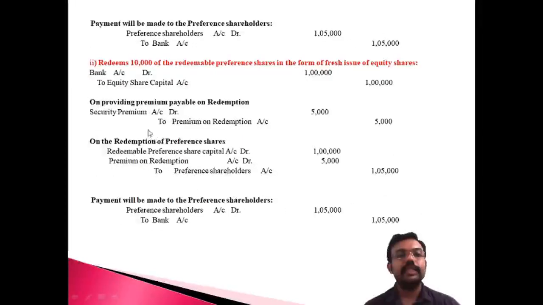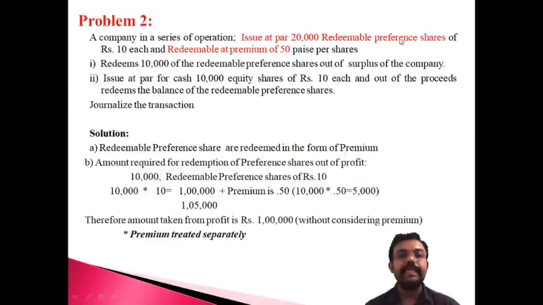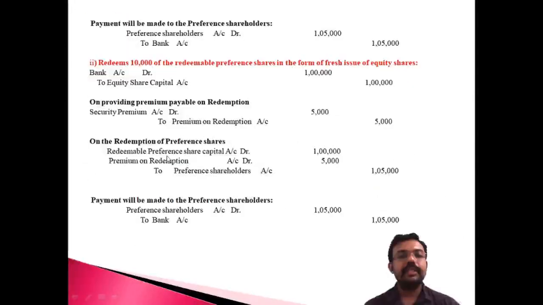So that is securities premium account to premium on redemption, 5,000. That's 5,000 separately, on the redemption of the preference shares at a premium. Okay, because that is the most important clause: the entire shares are redeemed at a premium. That means both categories are redeemed at a premium. Okay, and here there is 1 lakh and the premium on redemption is 5,000, 1 lakh 5,000. And finally the payment will be made to the bank. It's preference shareholders account to bank, 1 lakh 5,000. Okay, so those are the journal entries.